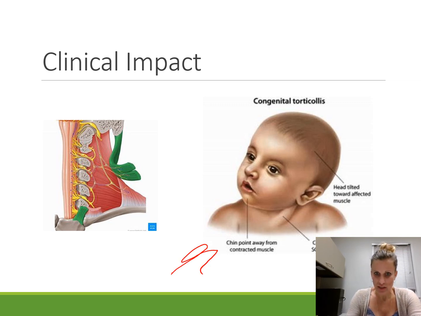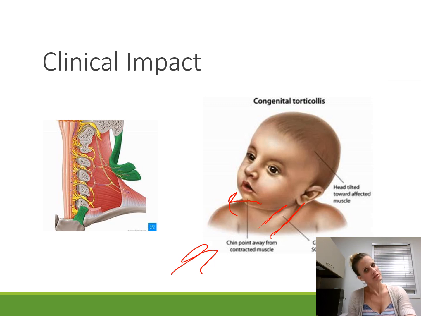Here, notice that the chin is pointing away from the contracted sternocleidomastoid, which is really evident right here. Right? You can see that this sternocleidomastoid is contracting, the chin is pointed away from that, and then the head is tilted towards this affected side. Okay, so the face kind of goes up.